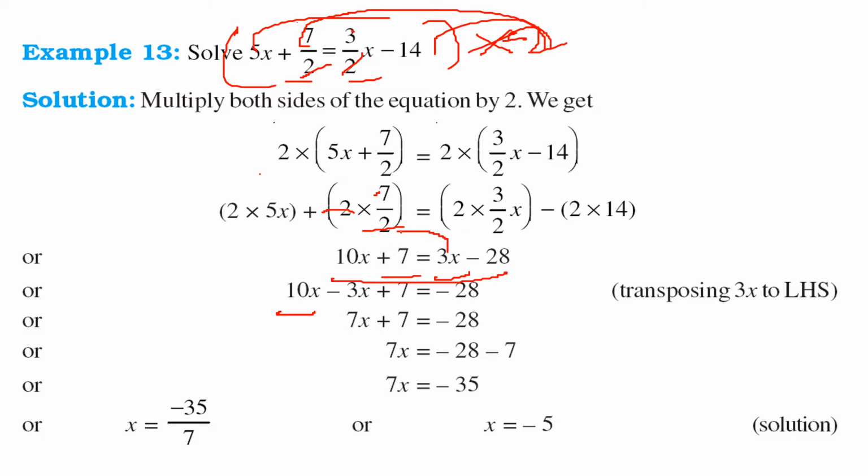So now you take 3x on left hand side, 7 on right hand side. 10x minus 3x is 7x. And minus 28, if you take minus 7 here, that will be minus 7. Minus 28 minus 7 is minus 35. Divide both sides by 7. And you get x equal to minus 35 by 7, that is x equal to minus 5. This is the solution.